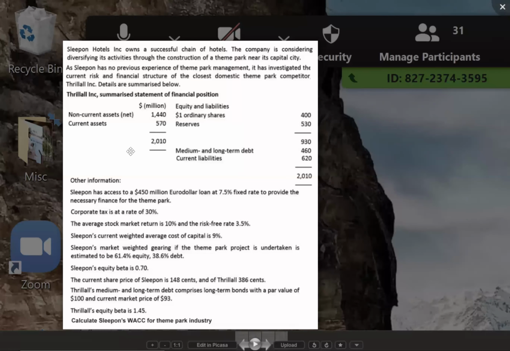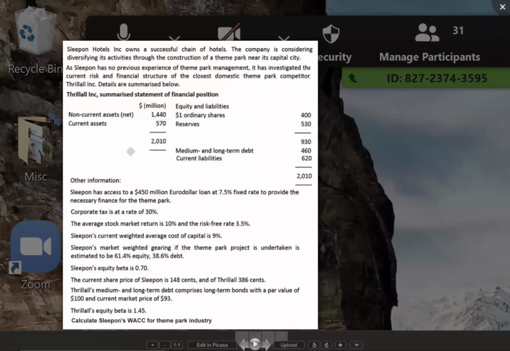This is for Sleep-On they have given. Sleep-On has a 450 million euro loan at 7.5% fixed rate. Means what? They have given KT, correct? KT interest 7.5%. So can I say KT equal to I into 1 minus T? So 7.5% into 1 minus T will give me the cost of term loan. So that first point is for KT. Corporate tax rate is 30%. So KT is 7.5% into 1 minus 30%. So that will give me KT.